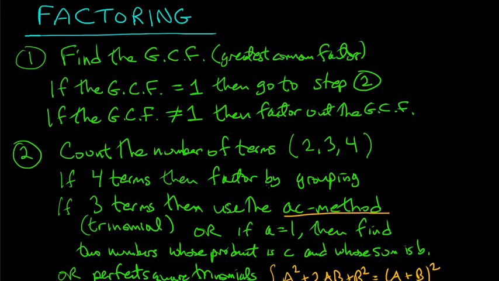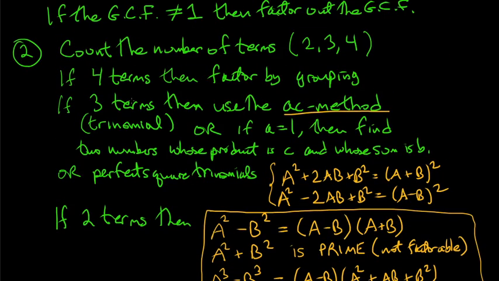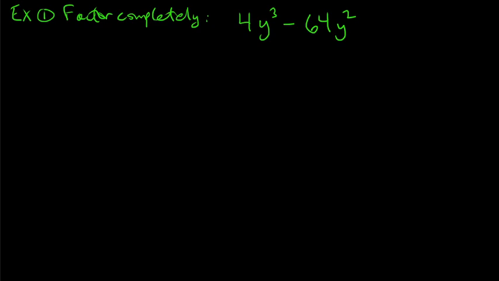So let's get some more practice and do a few more of these problems, and hopefully after this it should be pretty clear how to factor. Okay, first problem. Factor completely 4y cubed minus 64y squared.